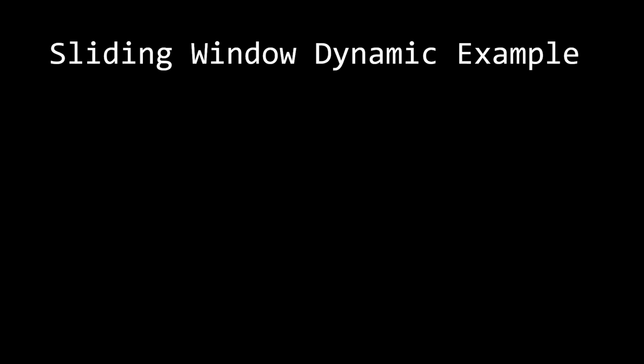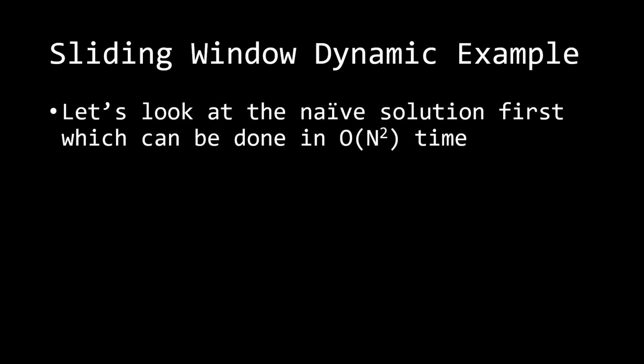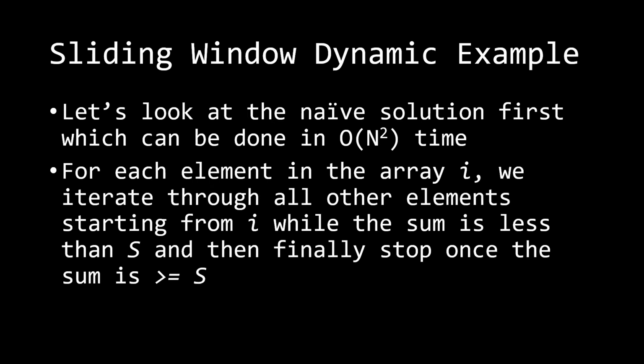Okay, so let's look at exactly how we might solve this problem. Let's look at the naive solution first, which can be done in O of n squared time. The idea behind this naive solution is that for each element I in the array, we iterate through all the other elements starting from I while the sum is less than s, and we stop once the sum is greater than or equal to s.